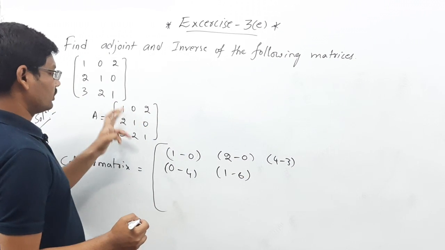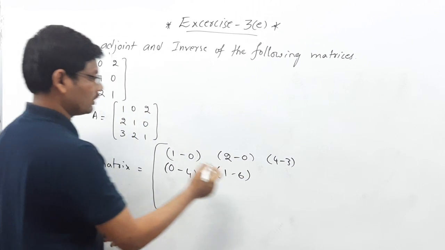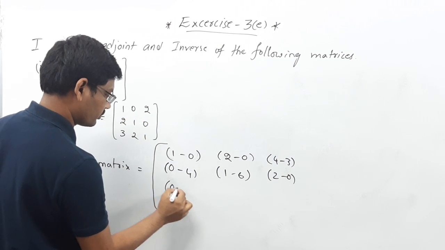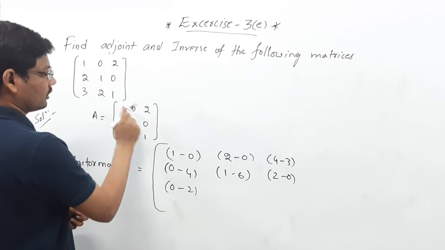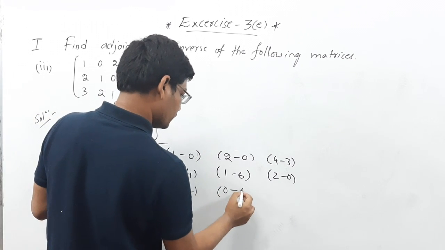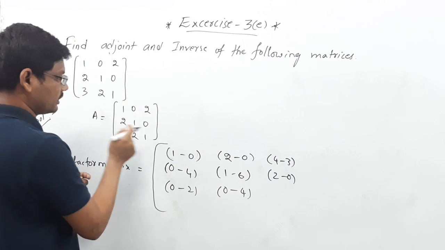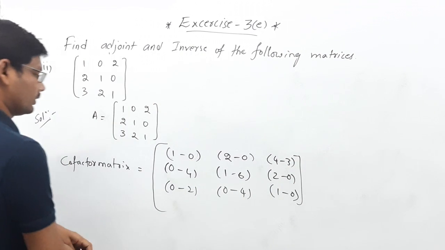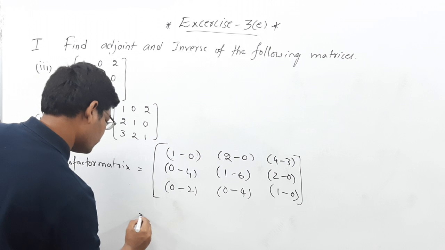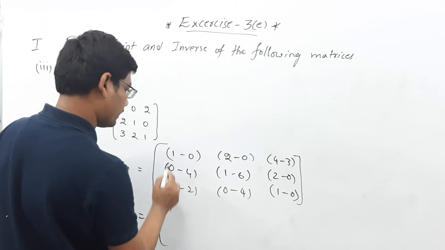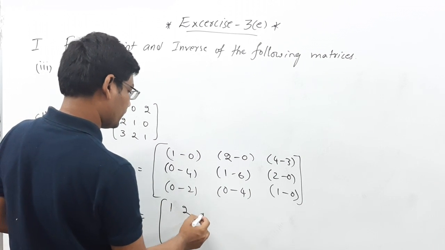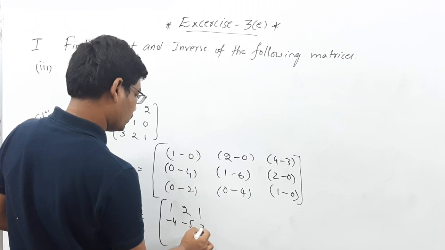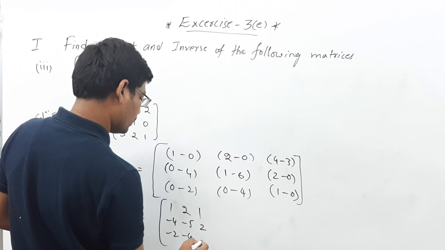Next for 0, eliminate this one: 2 minus 0, and for 3, 0 minus 2, and for 2, 1 into 0 minus 4, and for 1 minus 0. This is the complete cofactor. In the cofactor matrix we are getting 1 minus 0, 1, 2 minus 0, 2, and 4 minus 3, 1, 0 minus 4, minus 4, and minus 5, and 2, minus 2, minus 4, 1.